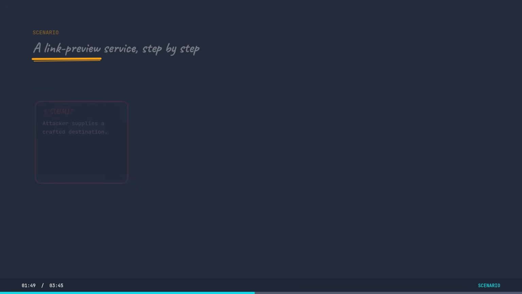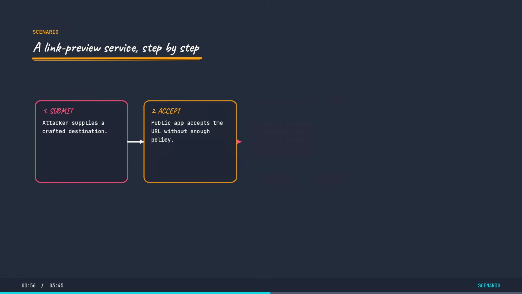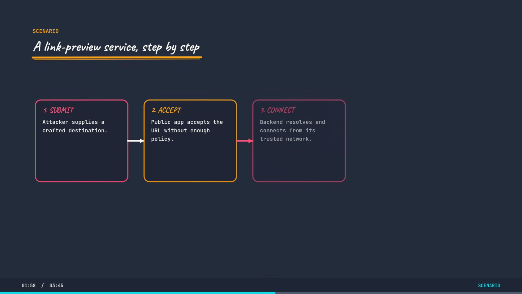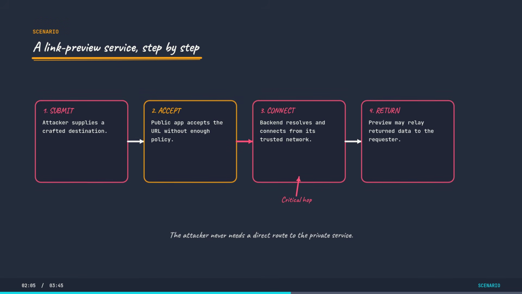URL preview service: consider a link preview service. Step 1, the attacker submits a crafted destination. Step 2, the public application accepts it. Step 3, the backend resolves and connects to an internal service. Step 4, any returned information may be reflected back through the preview feature.